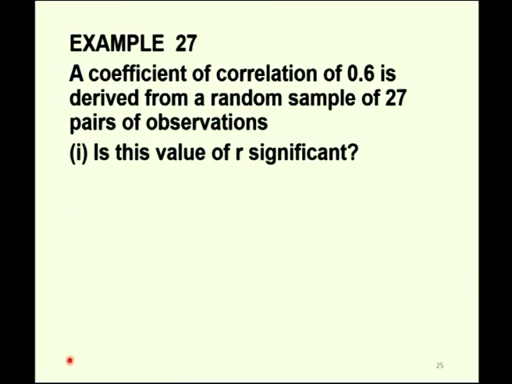A coefficient of correlation of 0.6 is derived from a random sample of 27 pairs of observations. Is this value of R significant? So, what is the sample correlation coefficient value given? R is equal to 0.6 and n is equal to 27. How to identify? This n is equal to 27 says that it is a small sample. Therefore, a t-test for correlation coefficient has to be used.